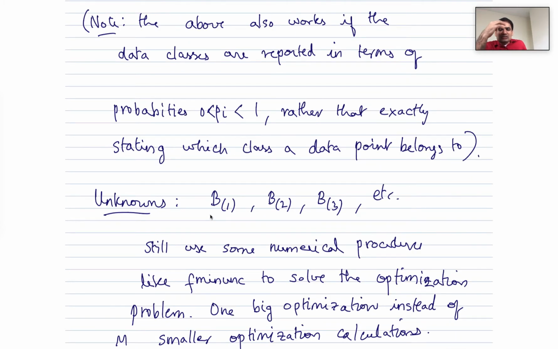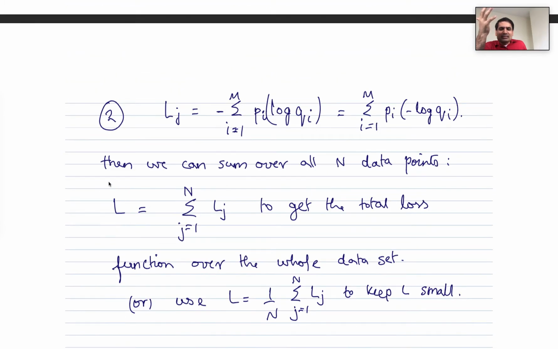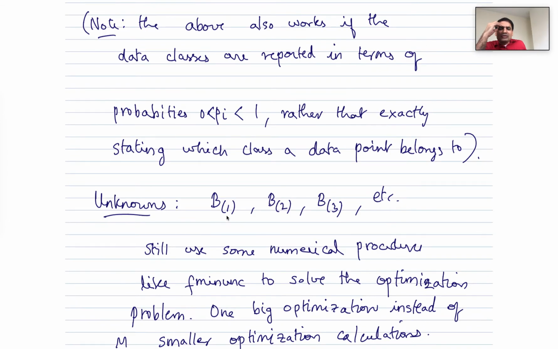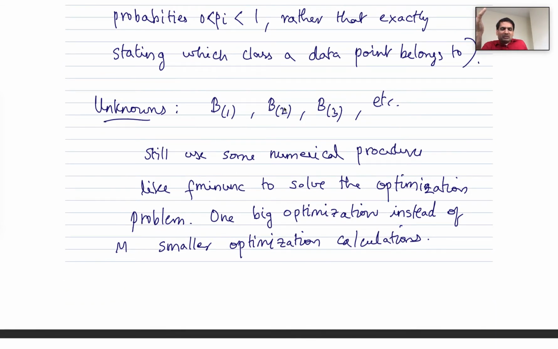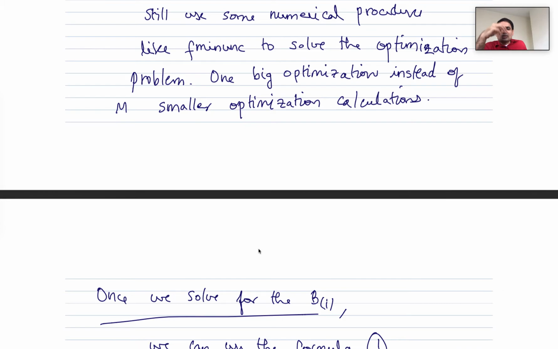Now, what are the unknowns? We are essentially trying to minimize this quantity L. The unknowns are all the B vectors that correspond to each class. So we want to solve for all these B vectors. Now we have M different B vectors, one for each class. We still use some numerical procedure like fminunc to solve the optimization problem. Now it's one big optimization problem instead of M smaller optimization calculations, right? So it's just like you're solving for everything all at once.